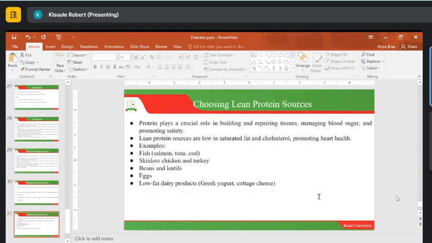Alright, so choosing the lean protein sources, being our second last slide, we are saying proteins play a crucial role in building and repairing of tissues, and also managing blood sugar and promoting satiety. The proteins in managing blood sugar, we are looking at that sparing effect of the proteins. And also the lean protein sources. When we put proteins into the body, the proteins cannot be stored in the body, unlike the carbohydrates.